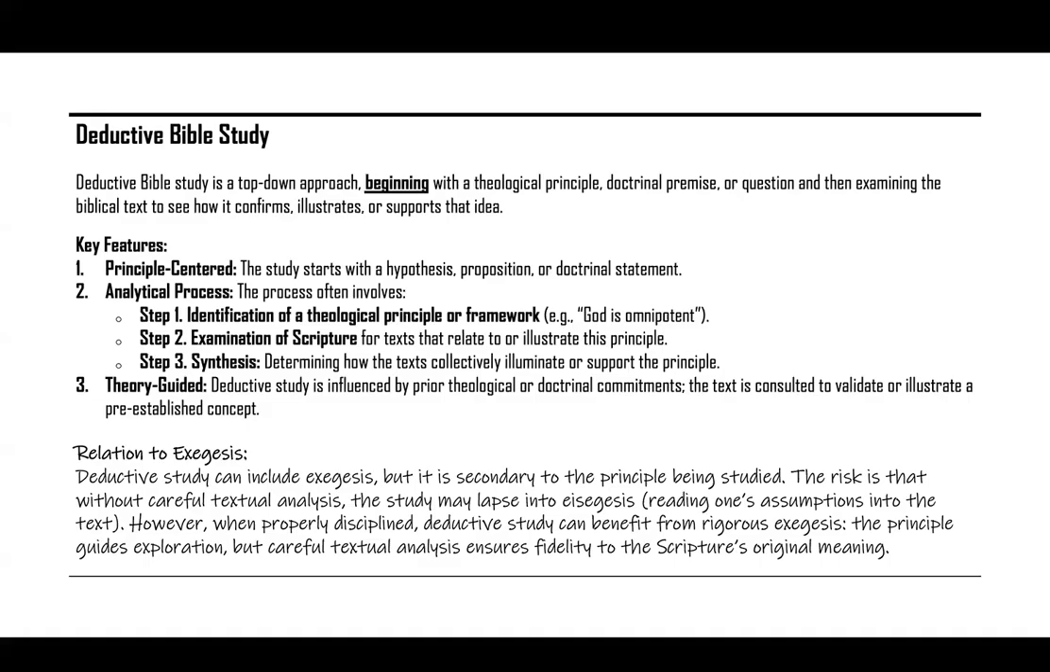First, we identify the theological principle or framework, for example, God is omnipotent. And then two, an examination of scripture for texts that relate to or illustrate this principle. And then the synthesis, determining how the texts collectively illustrate or support the principle.